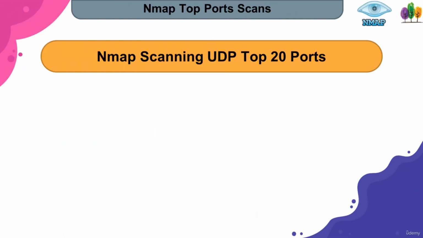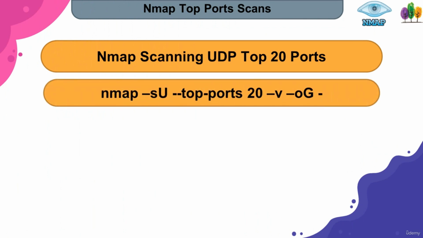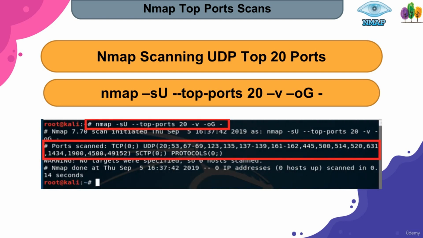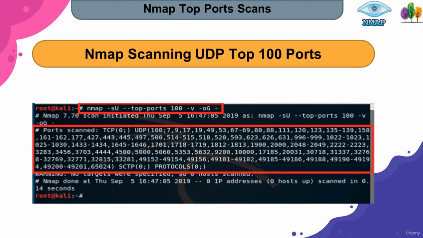And if you want to see what these 20 UDP ports are, we can write nmap -sU --top-ports 20 -v -oG. Now here, the -sU parameter is the UDP port scan, and the -v parameter is verbose. The -oG parameter specifies that the scan result will be in greppable mode, so it specifies what will be displayed as the last parameter.